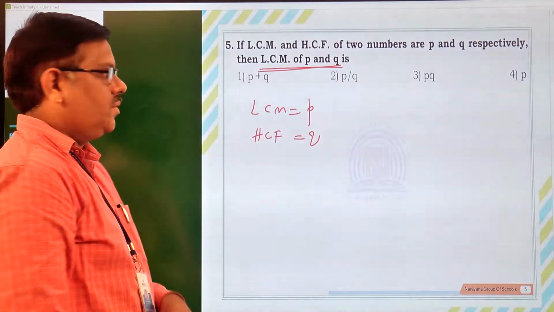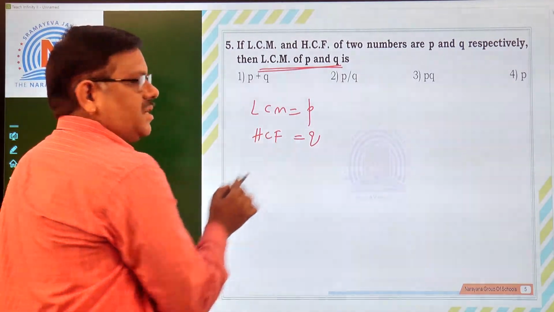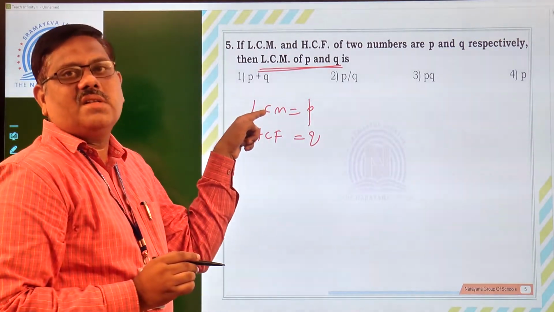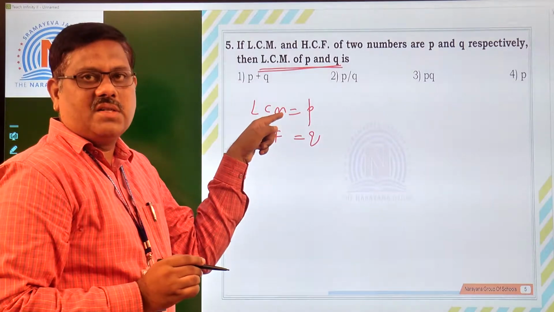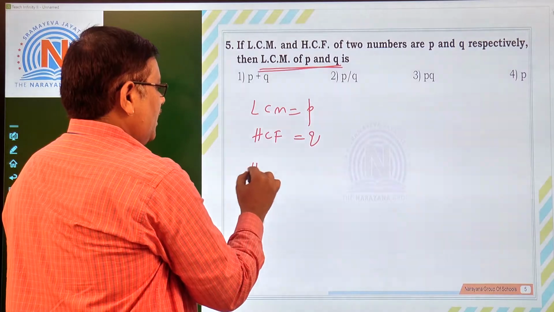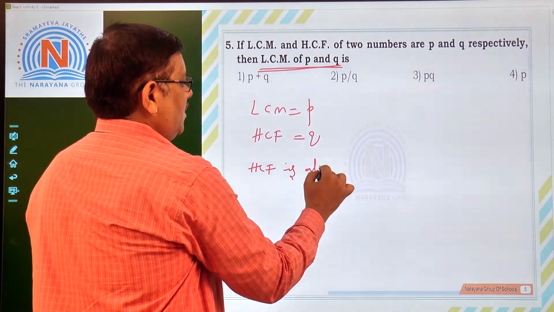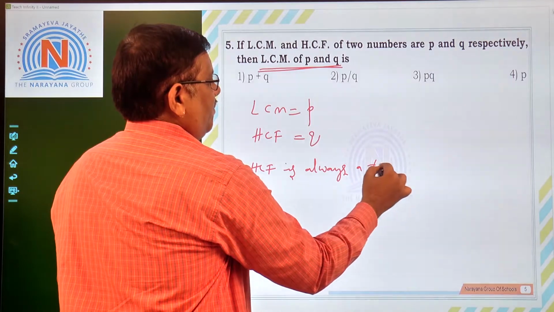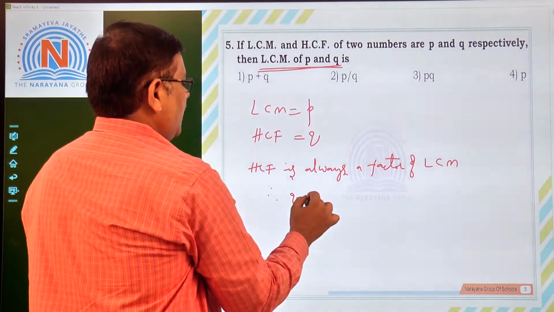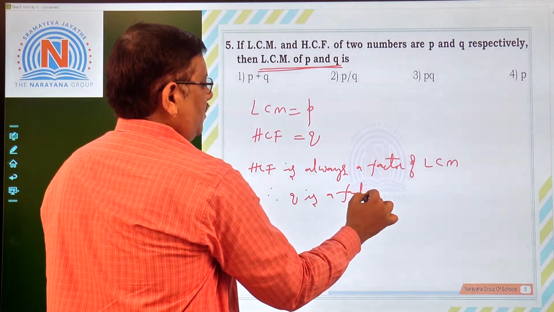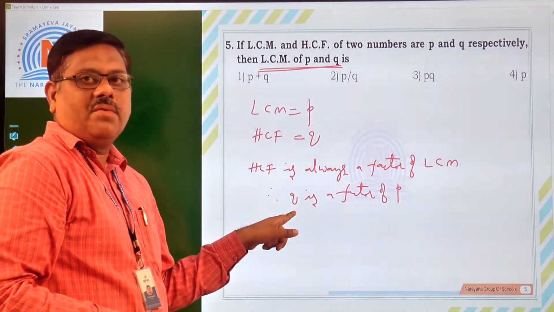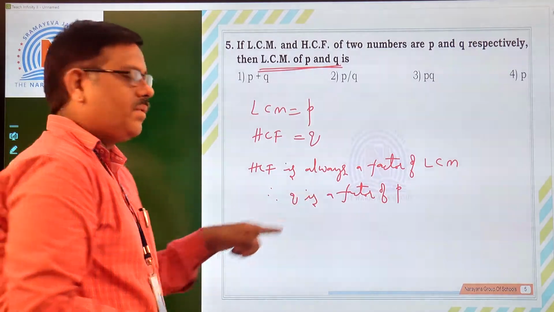Here one point we have to observe: whenever you are given LCM and HCF, we will always observe that HCF is a factor of LCM. As Q is a factor of P, what is the rule? HCF is always a factor of LCM. This is a rule. Therefore, Q is a factor of P, or P is a multiple of Q.